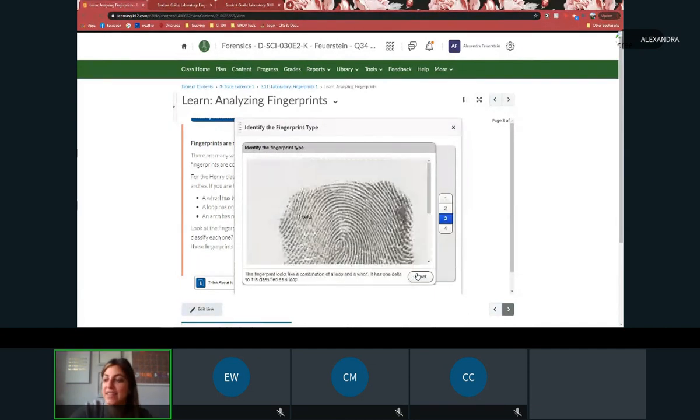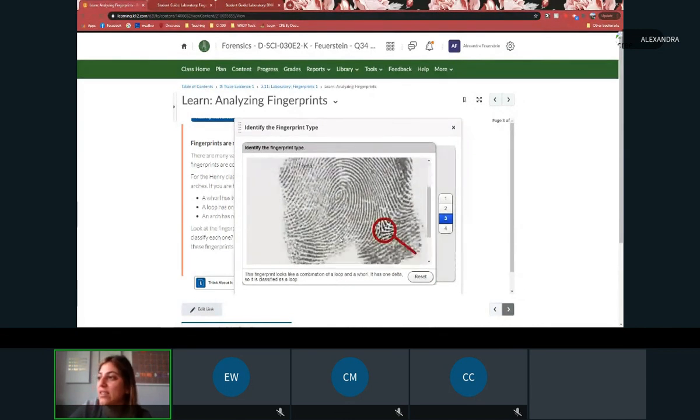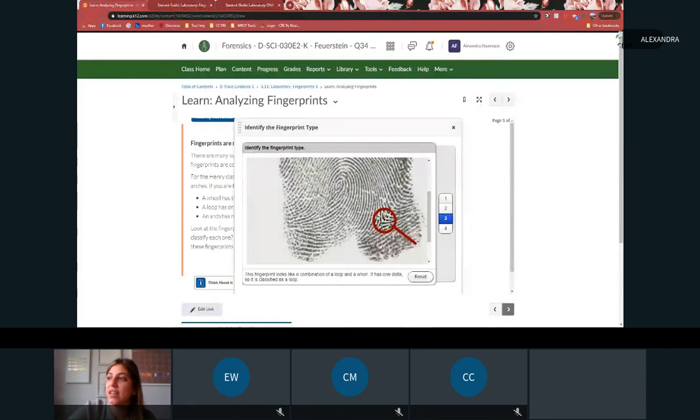The answer is a combination of a loop and a whorl. It has one delta. So I guess these are the deltas you're looking for. If it has one delta, then it's classified as a loop. So yes, I could see what you're saying, Caroline, how it has that arc pattern over here, but then it turns into a loop. And so we look for these moments of crossing. So thinking about that, okay?